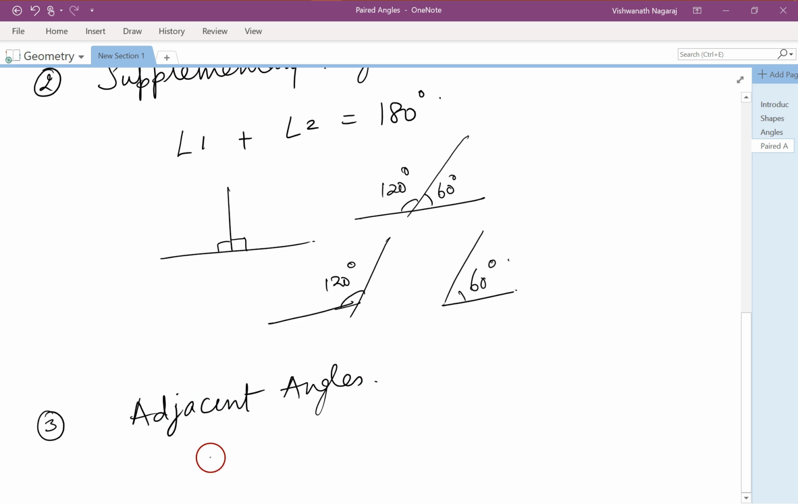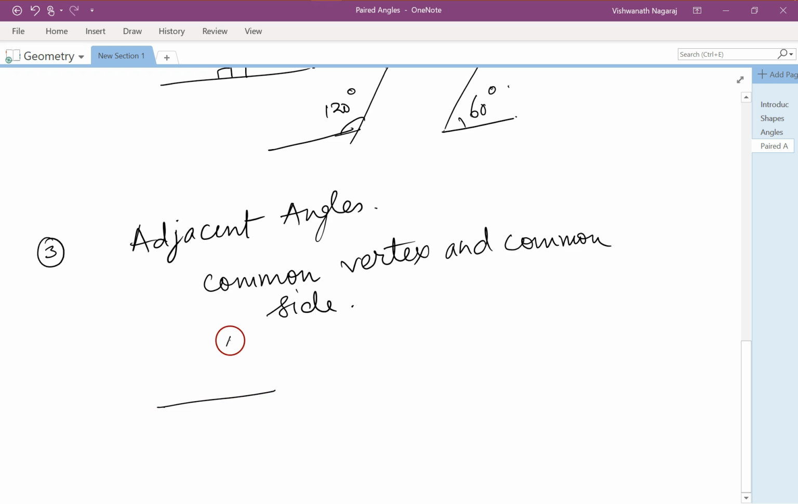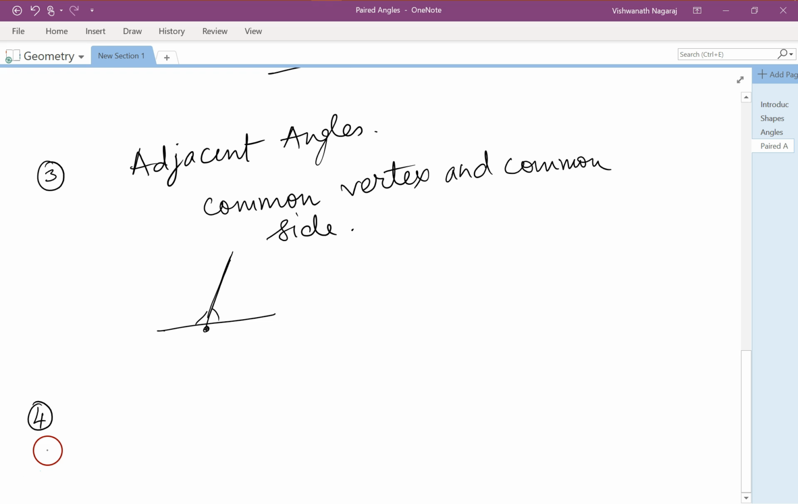Angles with a common vertex and a common side. So here, if I have something like this, then there is a common vertex and a common side. They need not sum up to anything specific.